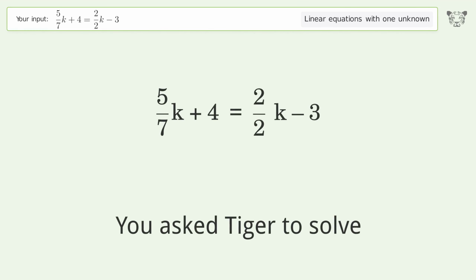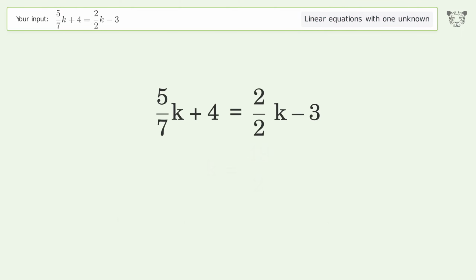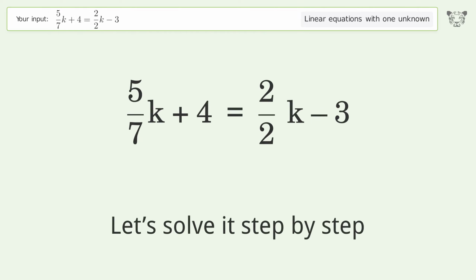You ask Tiger to solve. This deals with linear equations with one unknown. The final result is k equals 49 over 2. Let's solve it step by step.